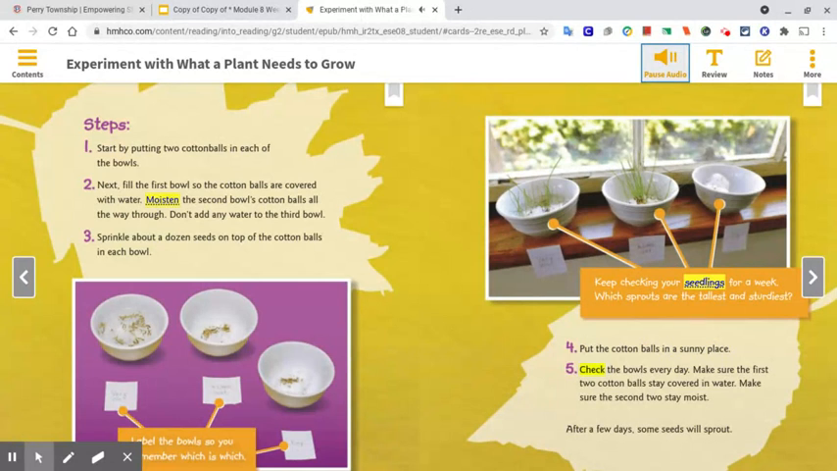4. Put the cotton balls in a sunny place. 5. Check the bowls every day. Make sure the first 2 cotton balls stay covered in water. Make sure the second 2 stay moist. After a few days, some seeds will sprout. Keep checking your seedlings for a week. Which sprouts are the tallest and sturdiest?